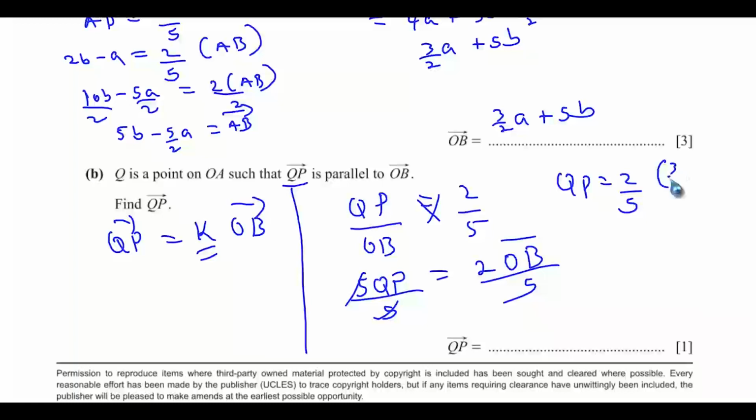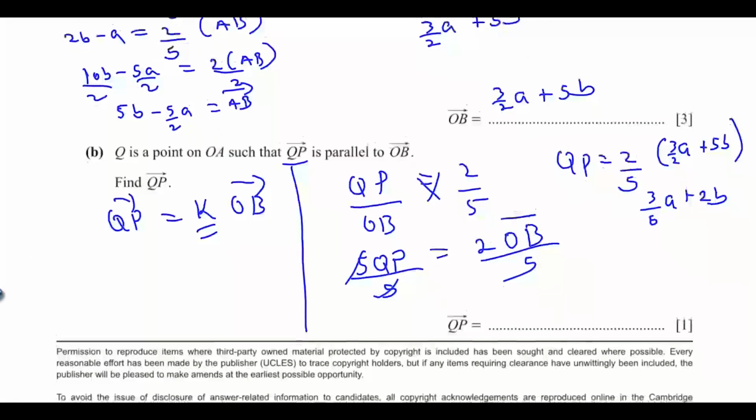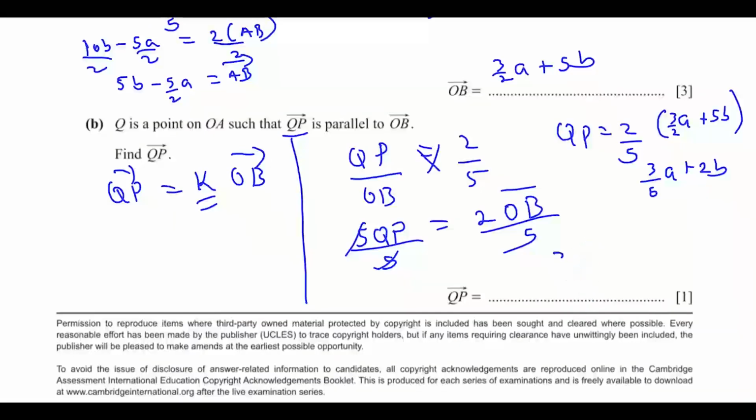OB is 3 over 2 A plus 5B. So you can easily expand the bracket. 2 over 5 times 3 over 2 A, 2 will cancel 2, so we are left with 3 over 5 A, plus 2 over 5 times 5B, 5 will cancel 5, so we are left with 2B. So that will be the value of QP. So this will be 3 over 5 A plus 2B. This will be the end of this solution.